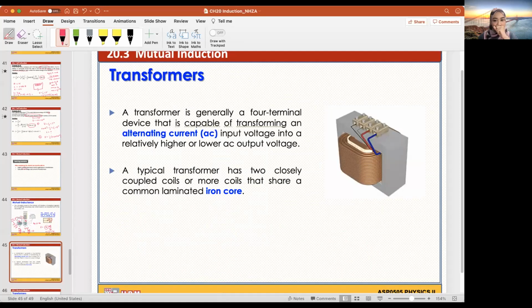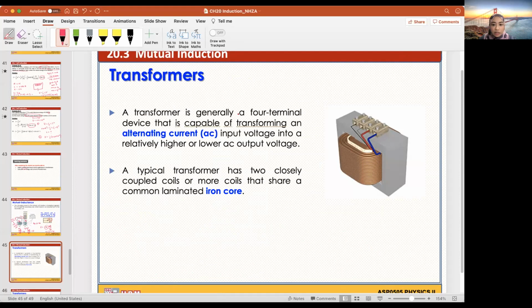Okay, so the application of this. There must be an application, otherwise it would be troublesome to study. So the application of mutual inductance is a transformer. You use transformers in your house, and at the power generator, the plant that generates electricity. So you use transformers there.